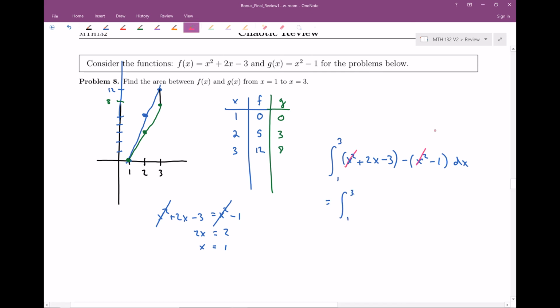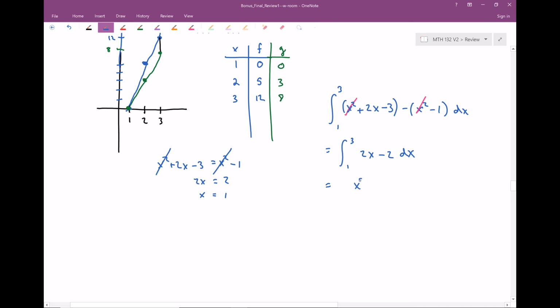So x squared minus x squared perfectly cancels out. And so we have 2x, and I have negative 3 minus a negative 1. So that's going to be negative 3 plus 1, which is negative 2 altogether. Now we integrate. I'm going to have x squared minus 2x, and I need to evaluate that from 1 to 3. When I plug in 3, I'm going to get 9 minus 6. When I plug in 1, I'm going to get 1 minus 2. And so I have 3 minus a negative 1. So that's going to be plus 1. So my final answer is 4.